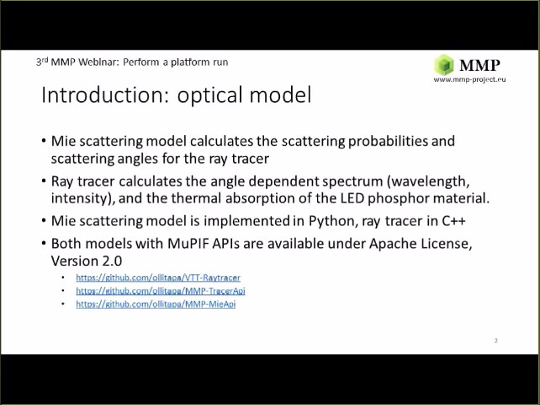You can download the source codes of both models with their MuPIF application programming interfaces from GitHub. You can see the link here below. And as I said, they are freely available there, and they are licensed under the Apache license version 2.